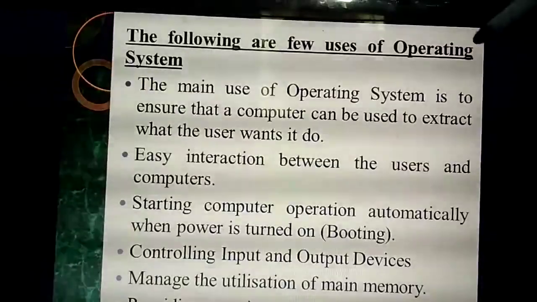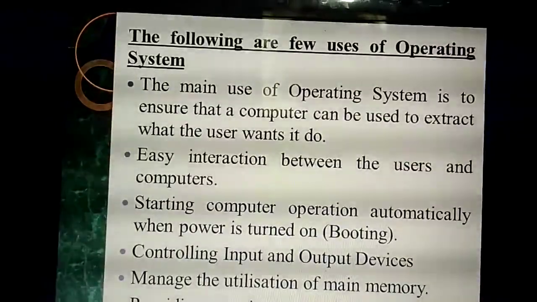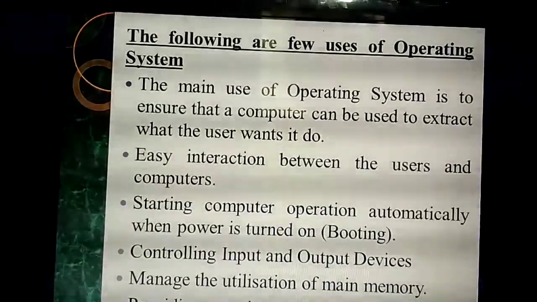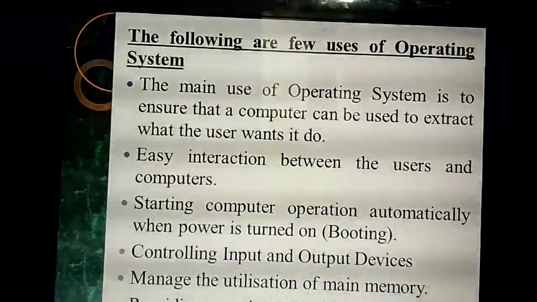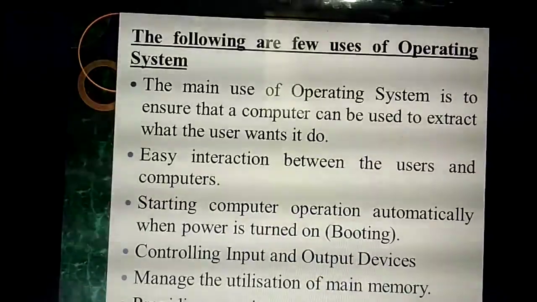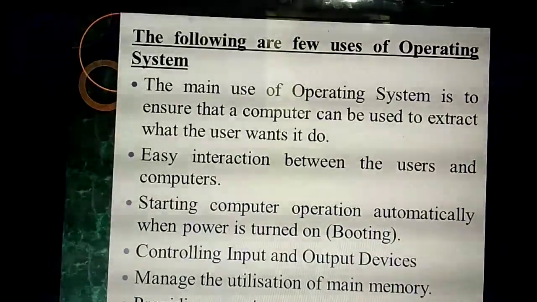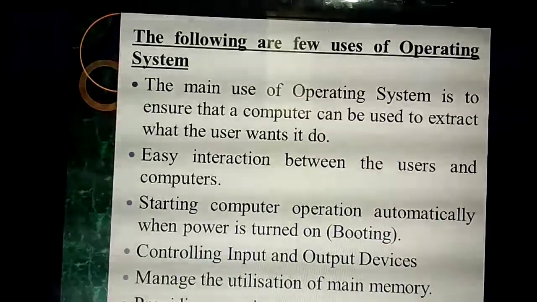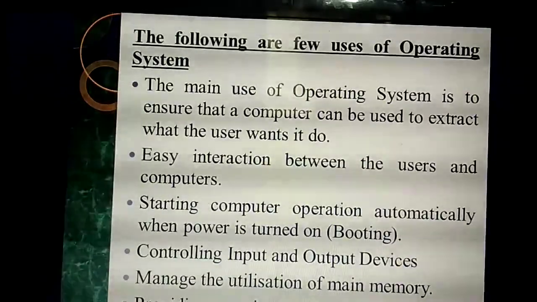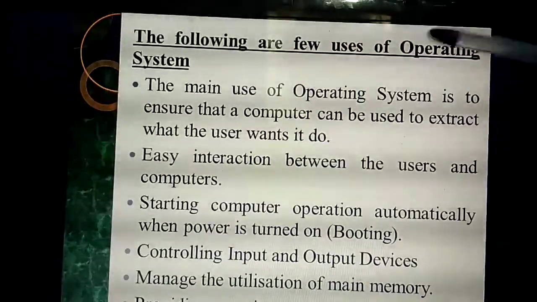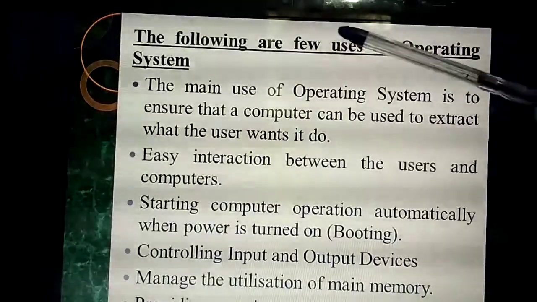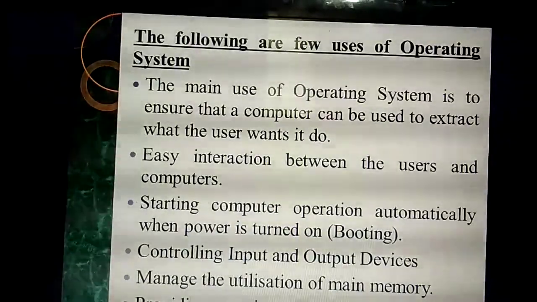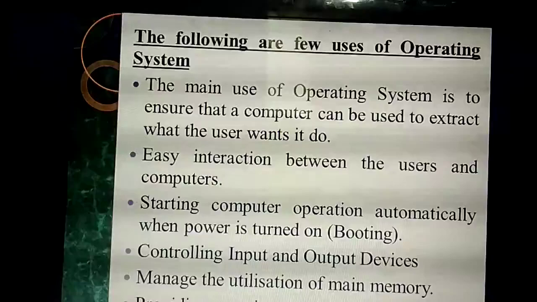So whatever operating system you have installed in the computer needs to extract what the user needs. Like I said, my need is to print a particular document, and that need is satisfied by the operating system. That's the first point: the main use is to extract what the user wants to do. Based on your needs, the operating system needs to work. Can you understand the first point?